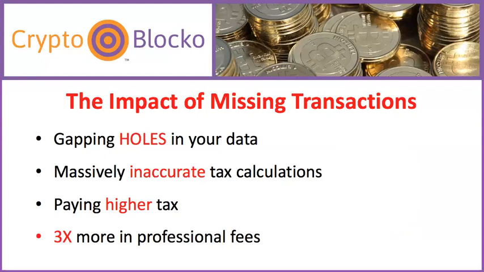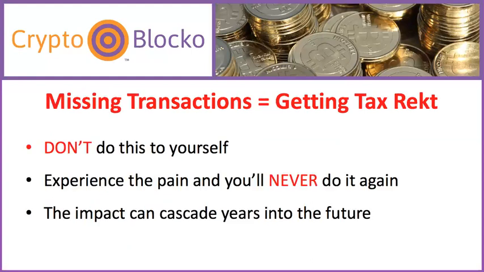And of course, another insult to injury is paying 3 times more in professional fees. It may be 2 times more, it may be 4 times more, maybe more than that, but just for illustrative purposes, you could pay 3x in professional fees just to sort this out from poor organization and from other issues that happen to you. Missing transactions equals getting tax wrecked, and nobody wants to get tax wrecked. Don't do this to yourself.